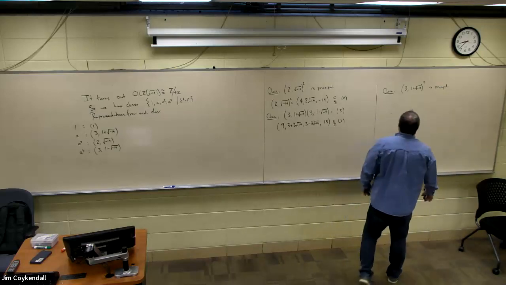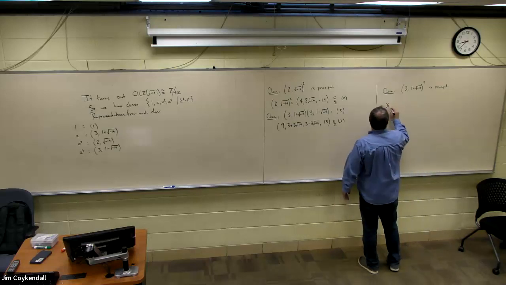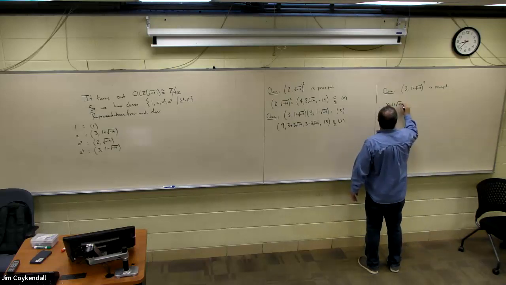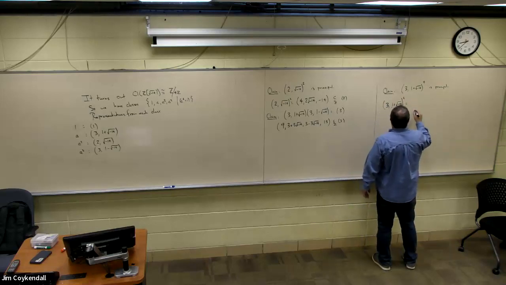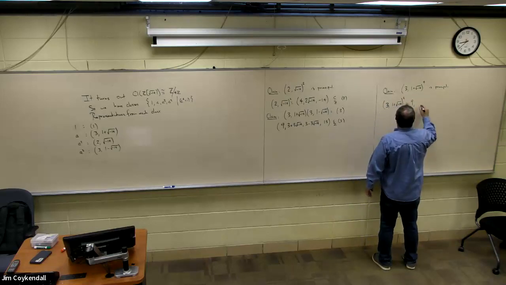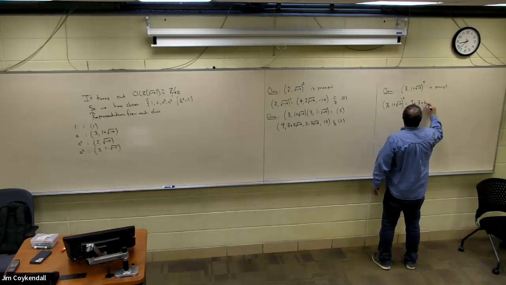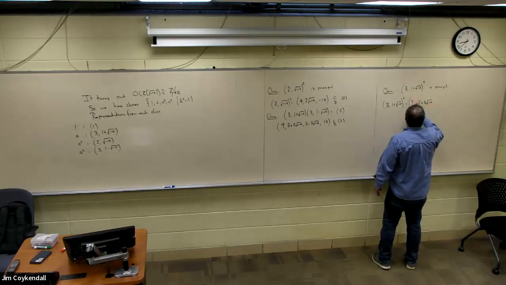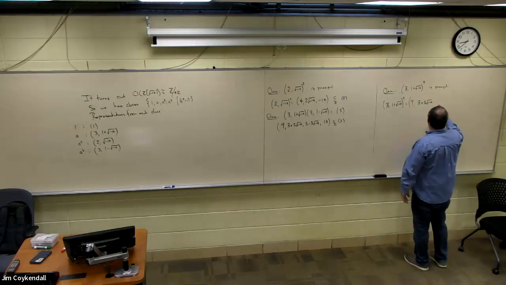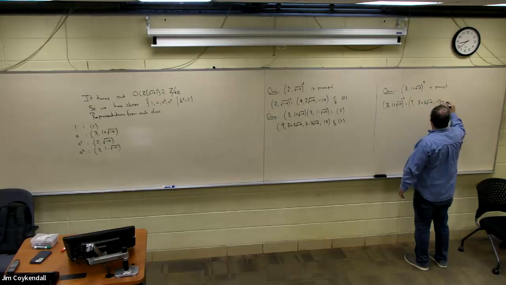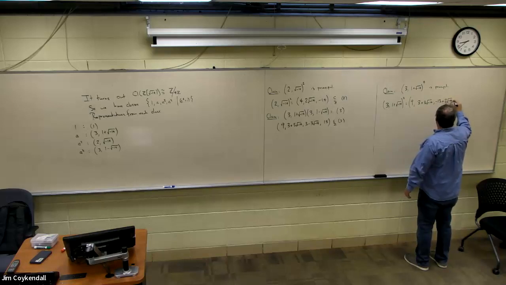Square it first. Well, this is going to be 9, 3 plus 3 radical negative 14. And of course, the square of this, which is minus 13, 2 radical negative.